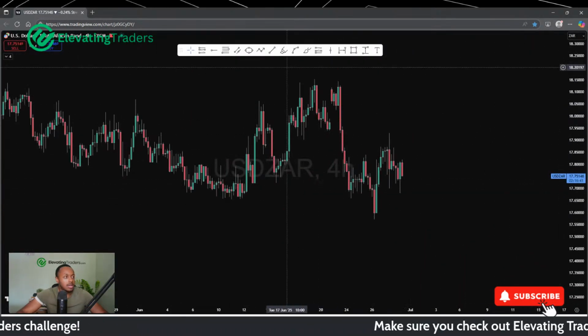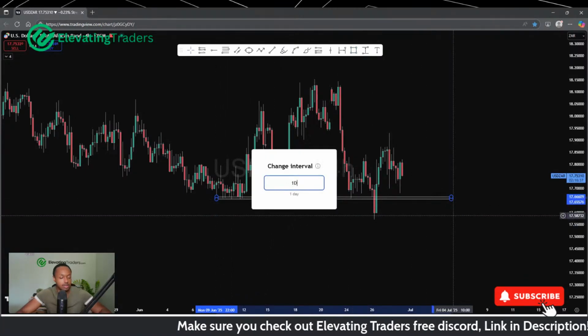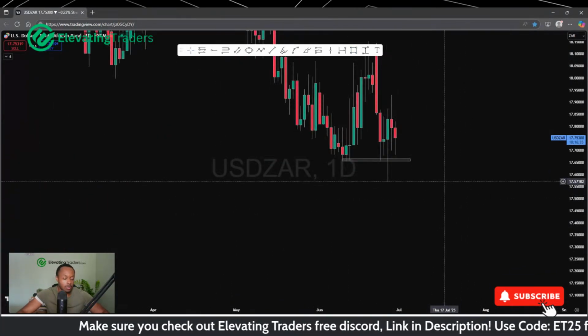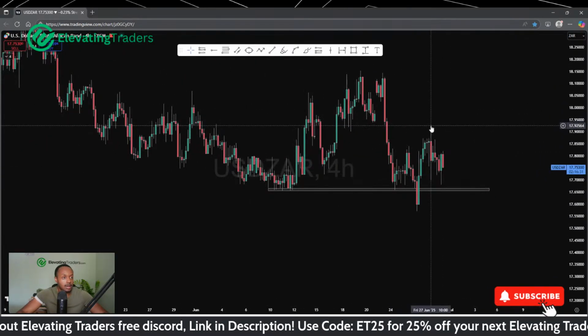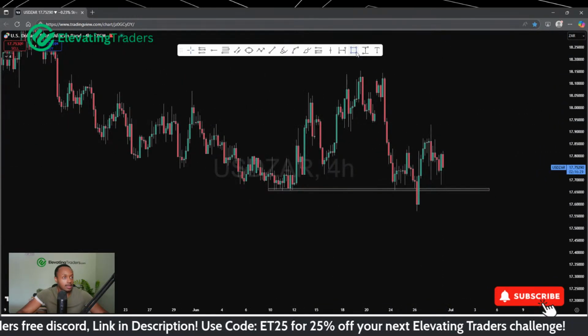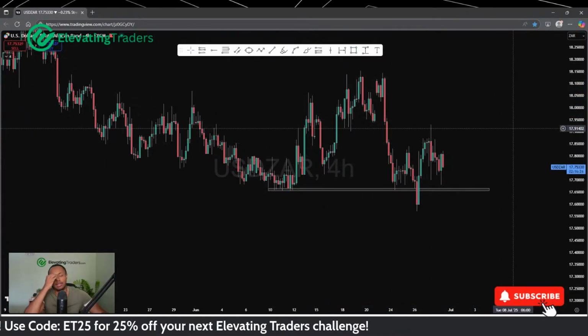Okay, so we did end up respecting support here. Of course, we had that lovely wick on the daily chart. Momentum hasn't really kicked off since then. We had a bit of a wick to the upside on Friday. It looks like we kind of respected this area. Yeah, the market looks still flat.